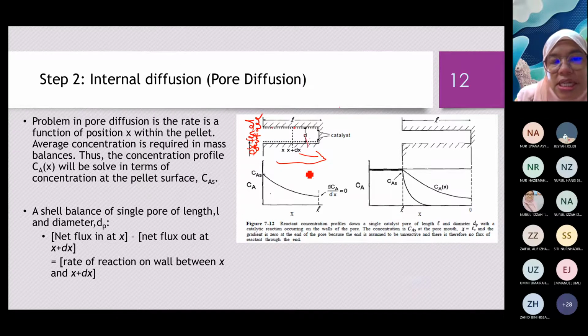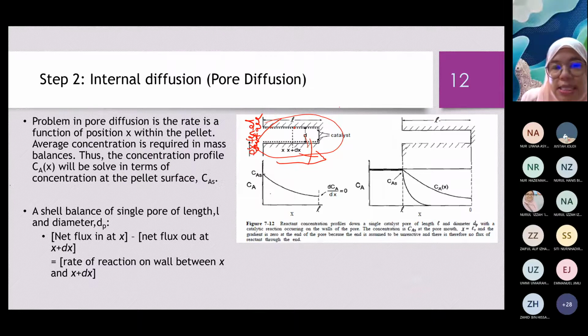So we need to consider the shell balance. We call this the shell balance, when we need to consider the mass transfer. So an average concentration is required in the mass balance. Thus, the concentration profile CA of x will be solved in terms of the concentration at the pellet surface. So, CA at position x. As I said, the concentration will change with the position where the reaction occurs inside the pore. For a shell balance of a single pore of a given length and diameter, we can write this equation.